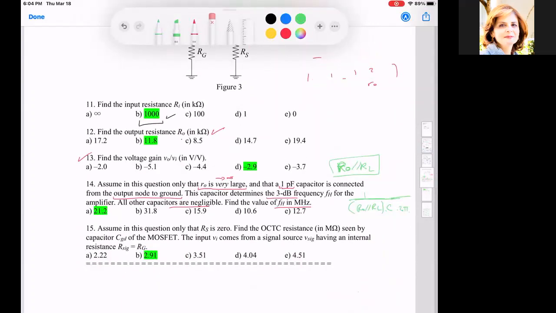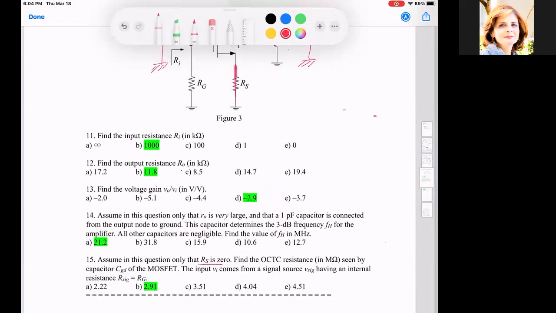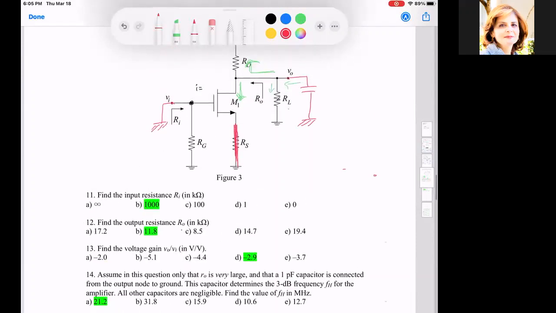But now let us see the next question. Now he puts a capacitor CGD, and he says the input is coming from a signal source. Let us see what's the given that he has changed now. In the given, it tells me to assume that RS is 0. So we zeroed RS, it became grounded. Okay, let's redraw the circuit as it was. So now I have Vin here.